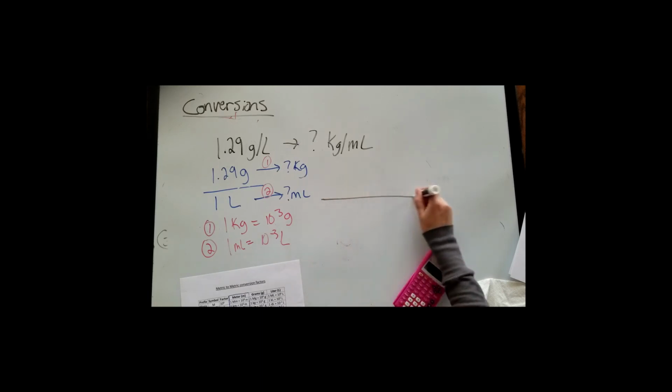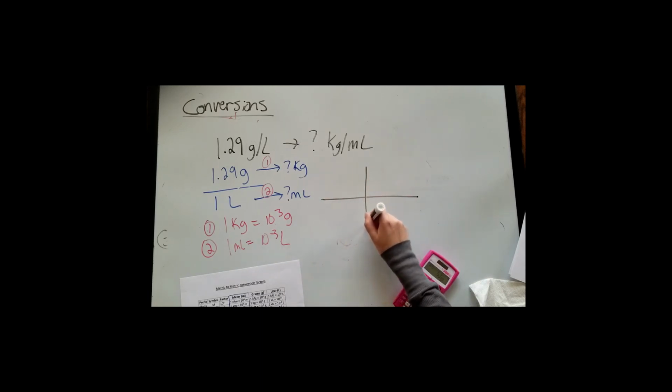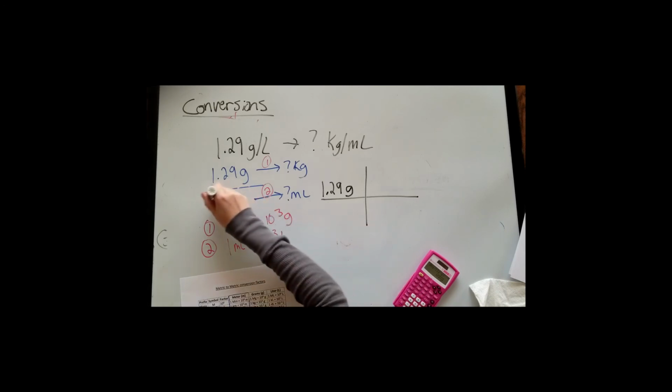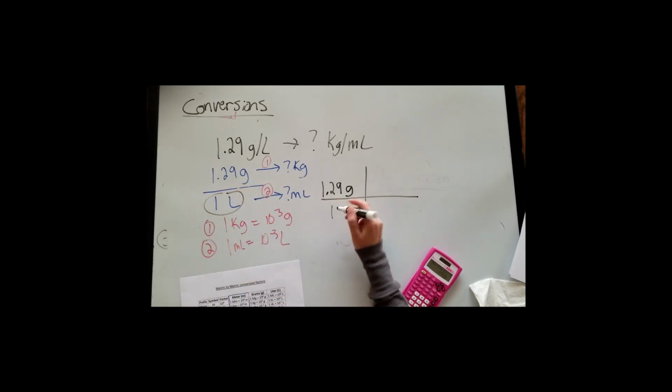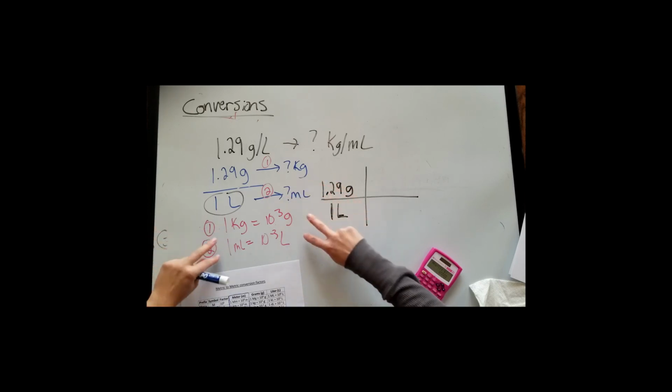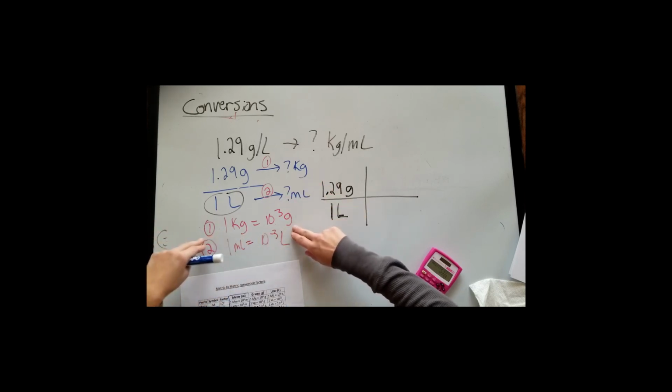So let's see how this looks on the railroad tracks. Remember, we still start with this number. The difference though is the gram portion's on top, but now we're also going to have something down here because we haven't had anything down there yet. What goes down there? The 1 liter. Okay. We're still approaching it the same, canceling out what we don't want, keeping what we do. It does not matter what conversion factor you use first. You could use either one. I'm just going to use the top one because it's labeled number 1.